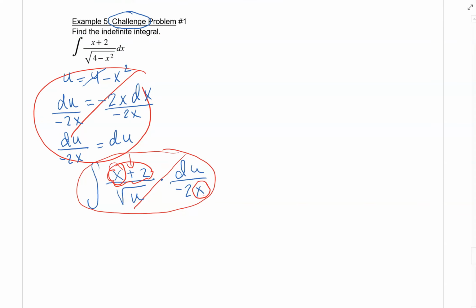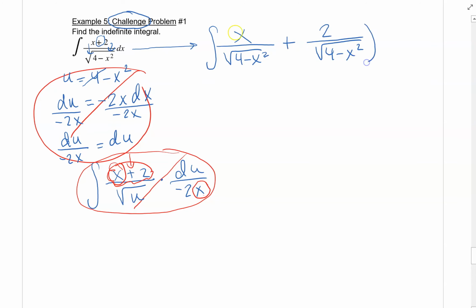So I wonder if we could break this up into 2 fractions over that plus sign, right? So we'd have x divided by the square root of 4 minus x squared plus 2 divided by the square root of 4 minus x squared. These expressions are equivalent because x and 2 both had a common denominator. That's why they were being added together in the numerator.